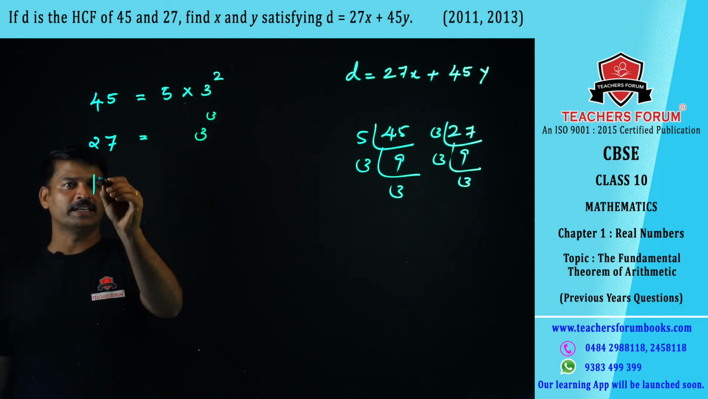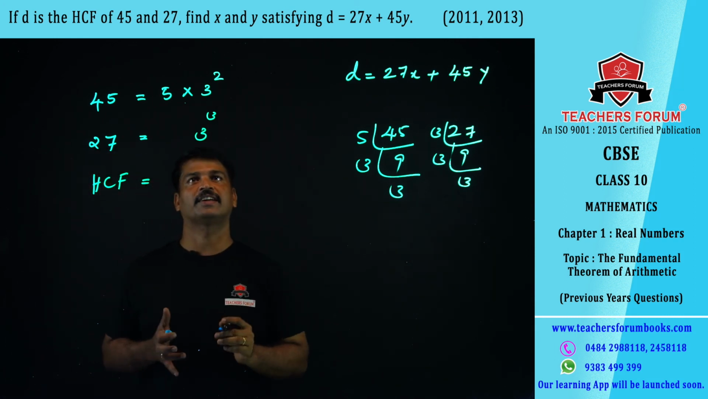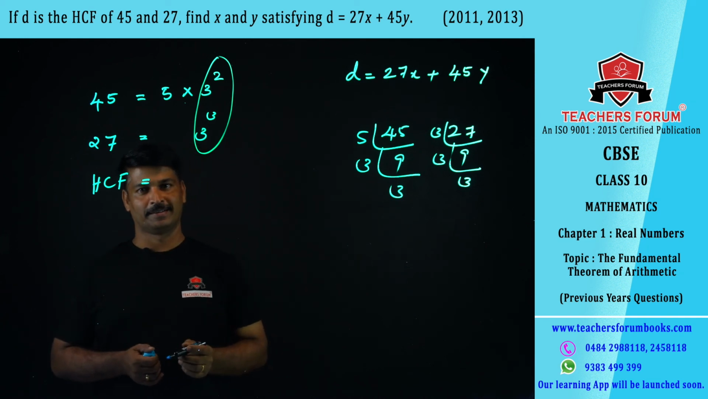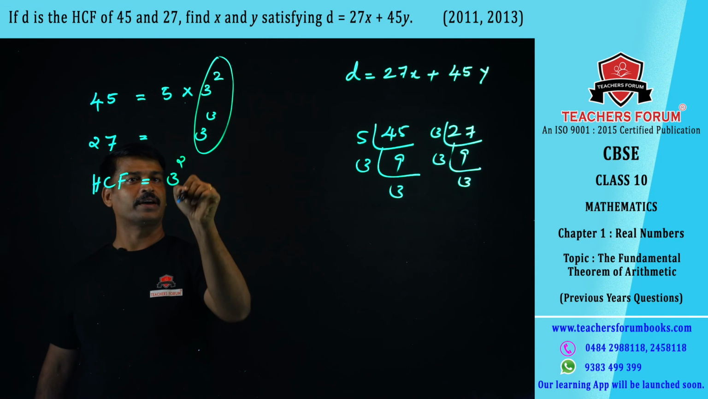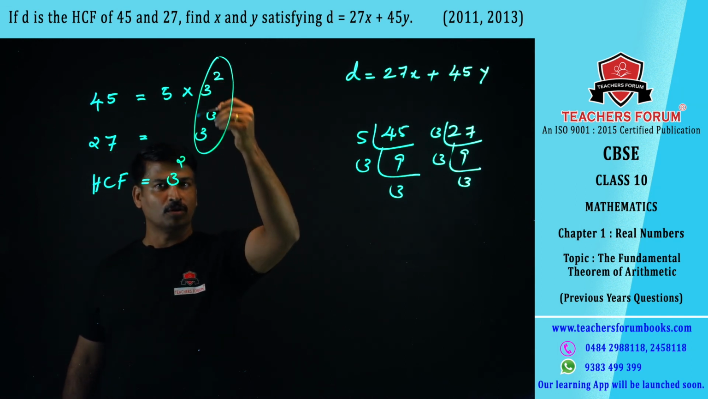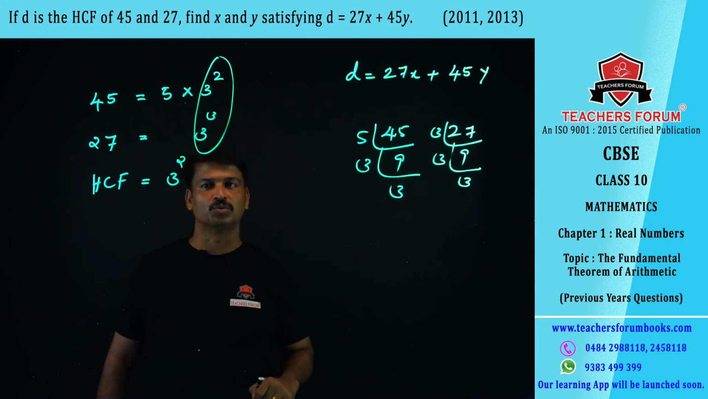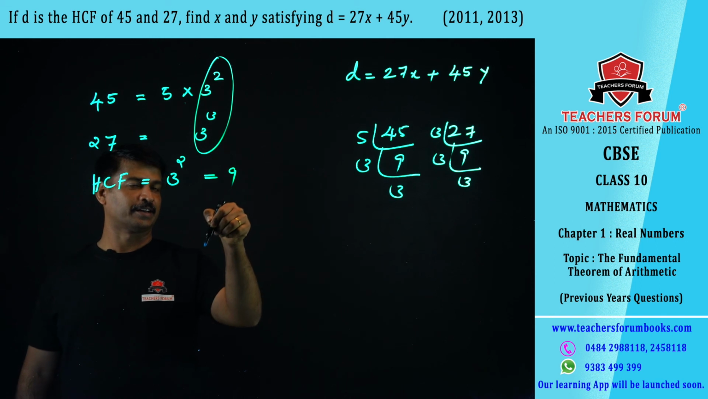Now can you tell me what is HCF here? HCF is the highest common factor. So what are the common factors here? Here only 3 is common. So the highest common factor is 3 square. Among these two, go for the least power. So here the least power is 2. So HCF is equal to 3 square, that is equal to 9.